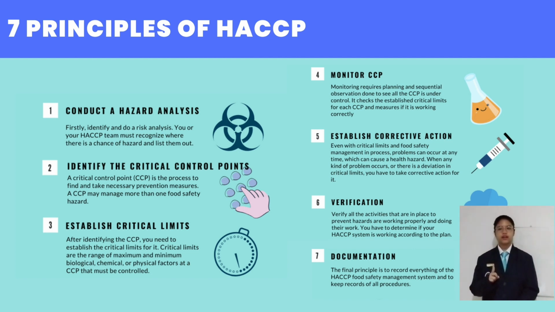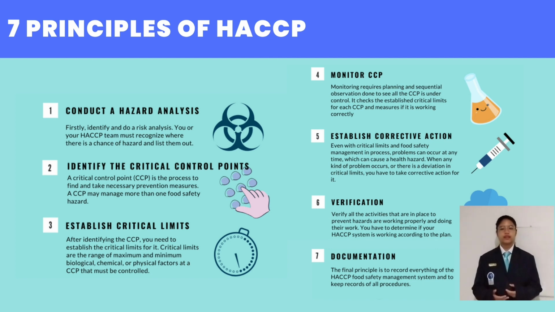The first is conduct a hazard analysis. The first thing we should do is identify and do a risk analysis, so we know the changes of hazard and list them out. The second is identify the critical control points. A CCP is the process to find and take necessary prevention measures, so we can manage more than one food safety hazard.